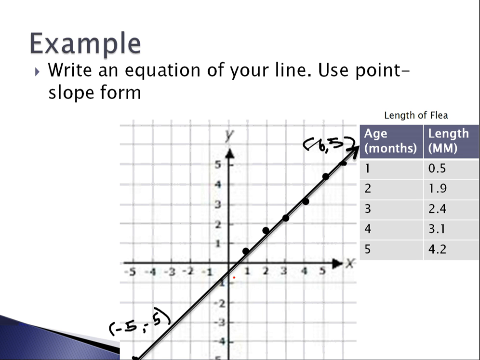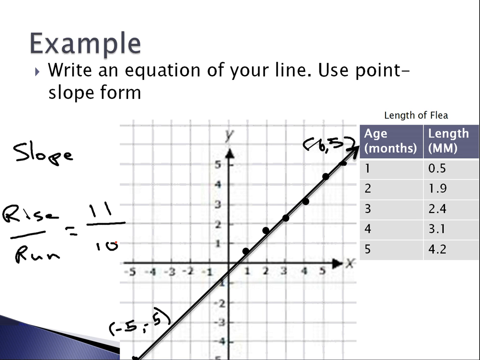Now, after I have these 2 points, the reason I came up with these 2 points on my line is so I can find slope. And there are many different ways to find slope. I could use rise over run. I could use the slope formula. I'm actually going to use rise over run since we have a graph in front of us. And to get from this point, -5, -5, to this point, 6, 5, I would have to go up 11 and over 10. So that makes my slope 11 over 10.